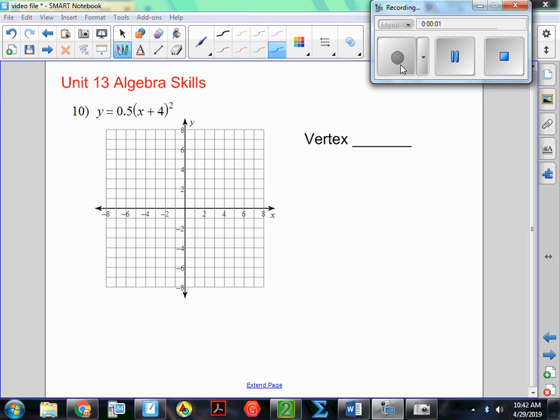Okay, for number 10, I'm going to start with my vertex. My vertex is going to be at -4, 0. It says x plus 4, so we do the opposite of that, which is -4. There are no numbers at the back or front of the problem that are being added or subtracted, so there's no vertical shift. The horizontal shift is 4 to the left.